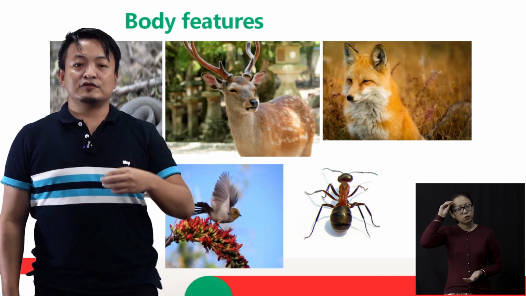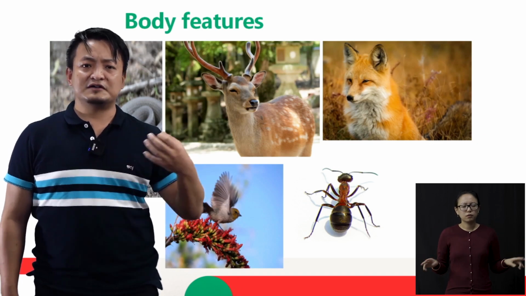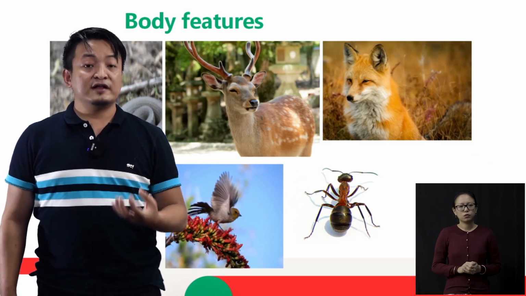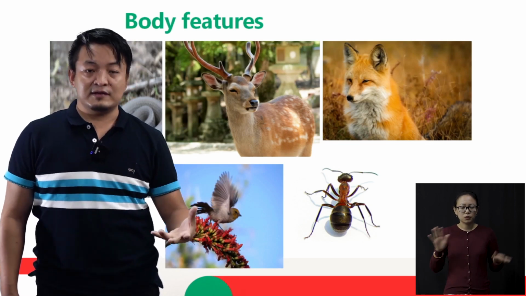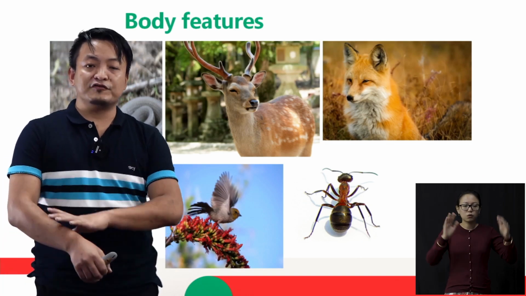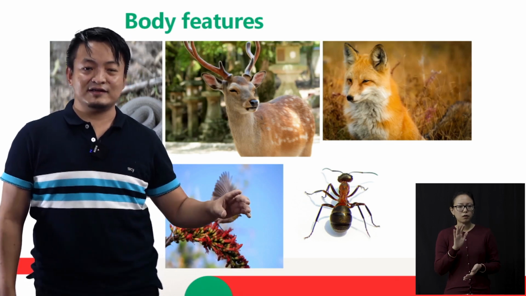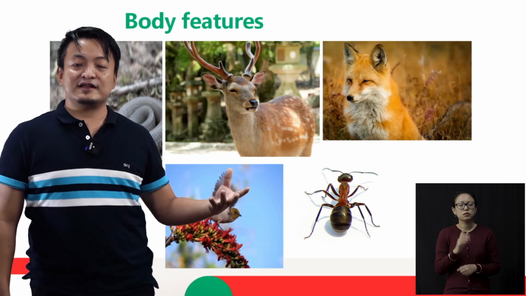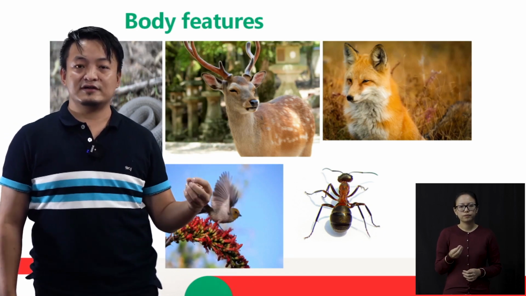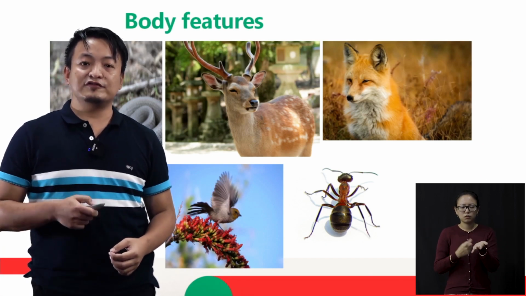Okay, so students, we have learned about the body features of different animals. Some animals have 4 legs. Some animals have more than 4 legs. There are animals without legs. Some animals have horns. Some animals are covered with fur. Some animals have tails, right? And some animals, like birds, have wings and feathers. Okay, so students, that is all about body features.